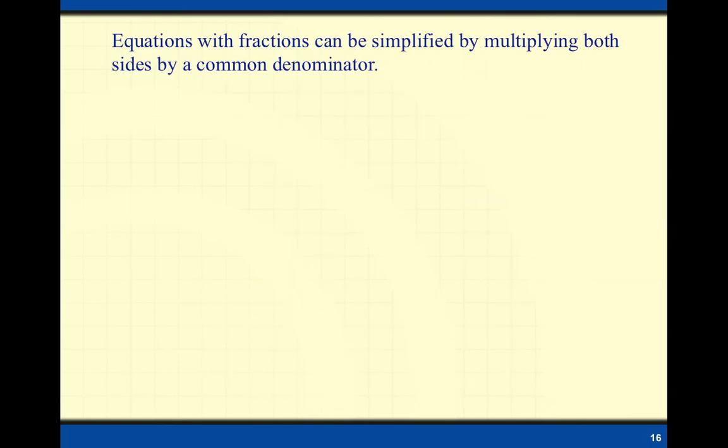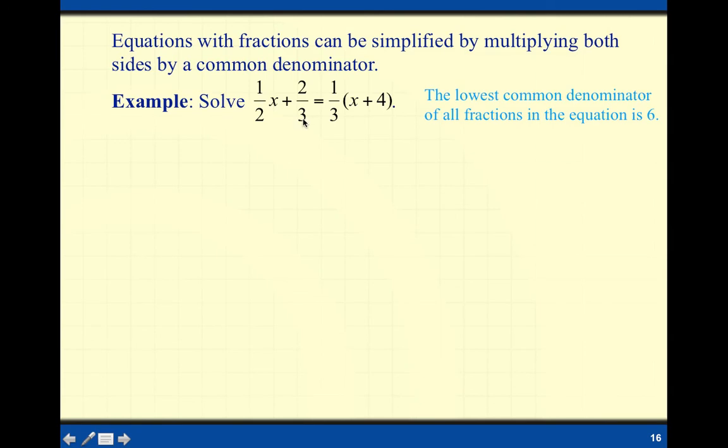Equation with fractions can be simplified by multiplying both sides by the common denominator. Example, this one, 1/2 x plus 2/3 equals 1/3 x plus 4. So, for this one, kukunin muna natin yung LCD ng 3, 3, at saka 2. So, ang LCD nila ay 6. So, multiply natin both sides by 6. Ang iba, ang ginagawa, 6 times 1 divide 2. Pwede naman 6 divide 2 times 1. Kung gano'n ang gagawin natin, 6 times 1 is 6 divide 2 is 3.